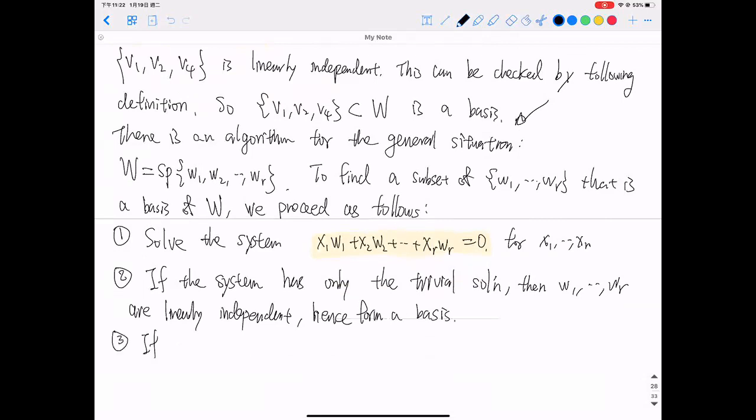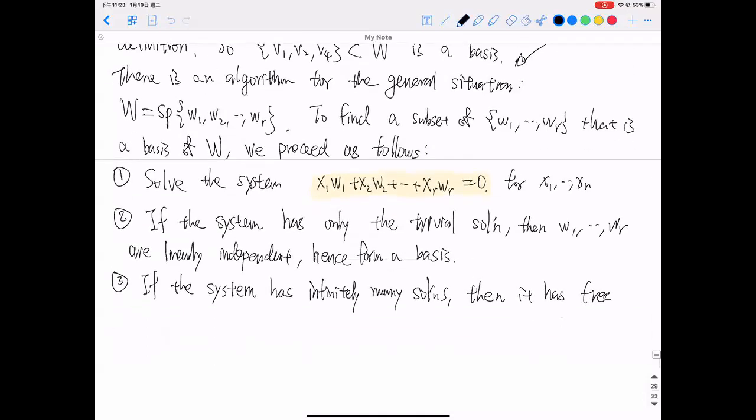Now otherwise, the system has infinitely many solutions. Then it has free variables, as we've seen before. There are free variables and there are dependent variables.